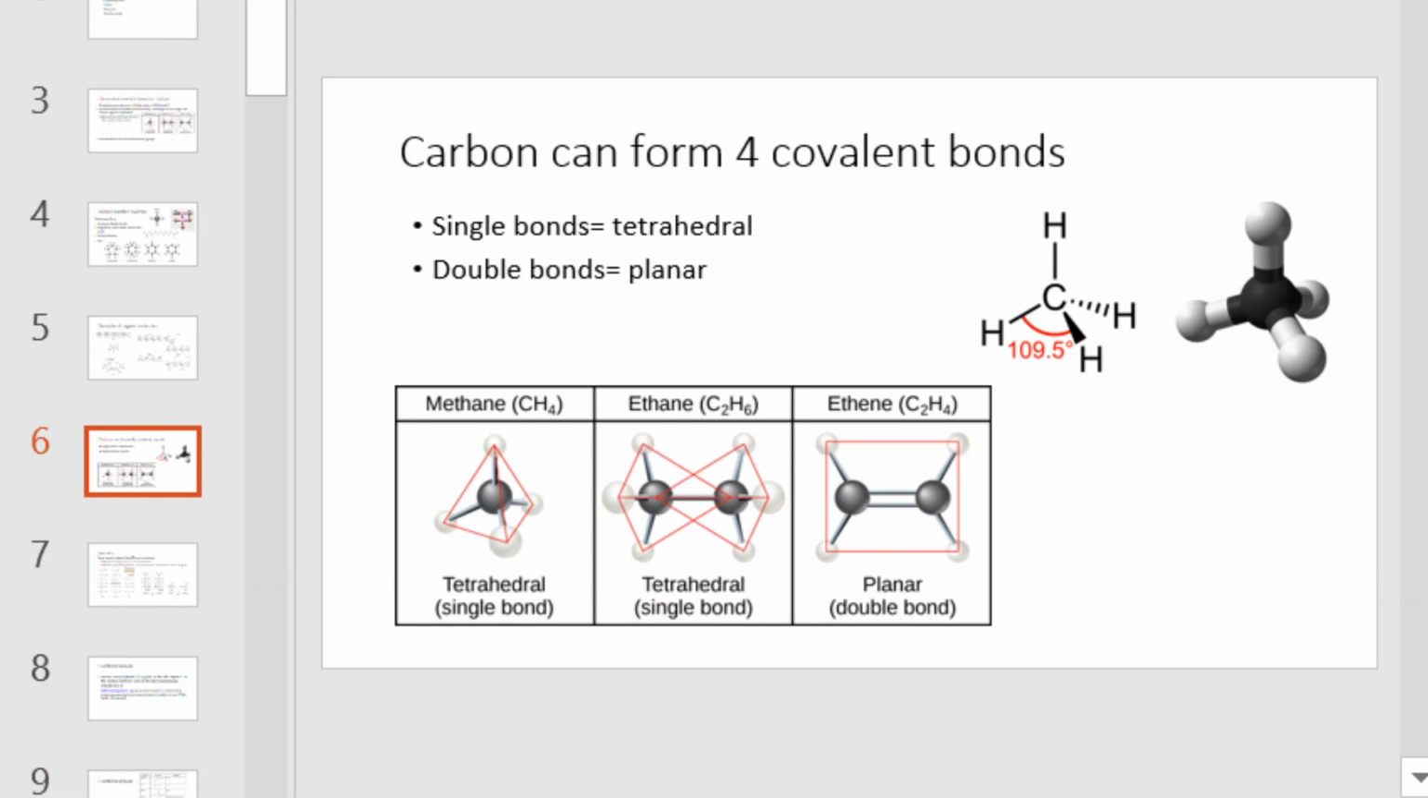Carbon can form single bonds, which leads to a tetrahedral shape. When it forms double bonds, we get a planar shape.